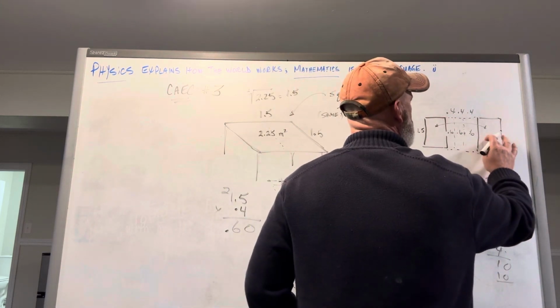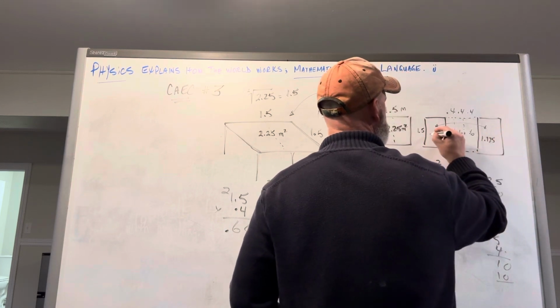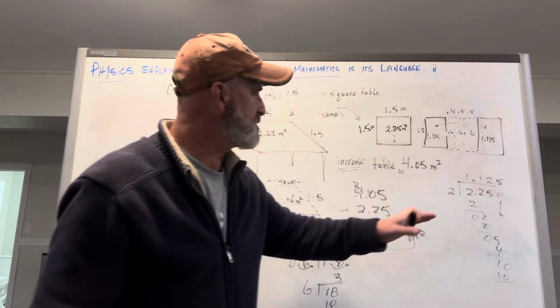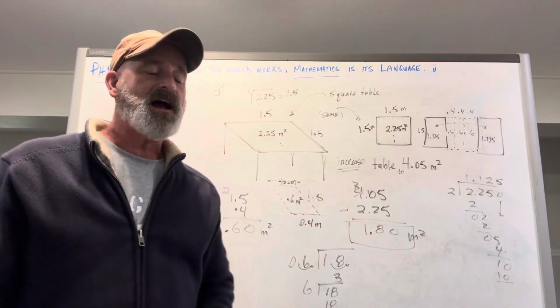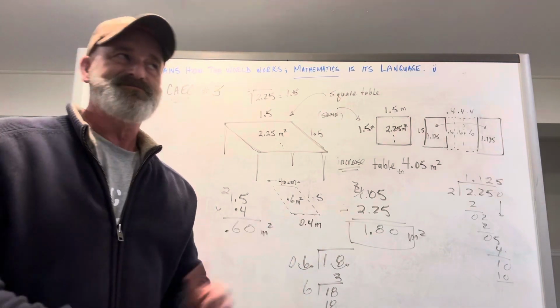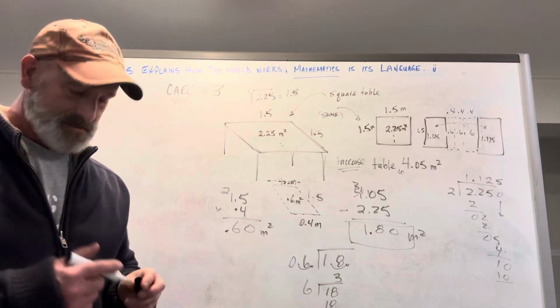So this would be 1.125 meters squared, and this would be 1.125 meters squared. All of them added up together is going to give you the 4.05. The answer is how many of those leaves that you needed, and we figured out a little while ago that it was 3. That's all there is to this one.